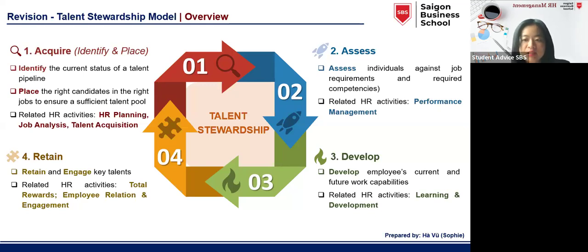Secondly, determine the company's strategic talent requirements, or in other words, job nature and job specification. This objective will be achieved through job analysis. For the second element, place, the main objective is to ensure a sufficient talent pipeline for short and long-term business need, using a mix of activities to place the right people in the right jobs at the right time. This objective will be achieved through talent acquisition.